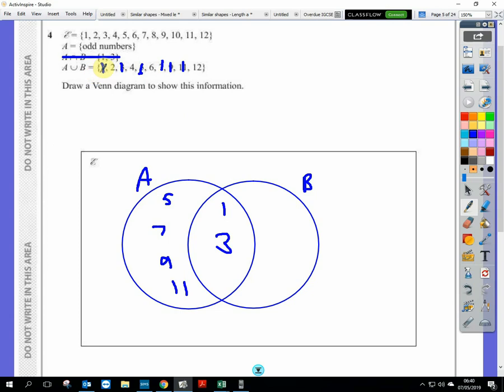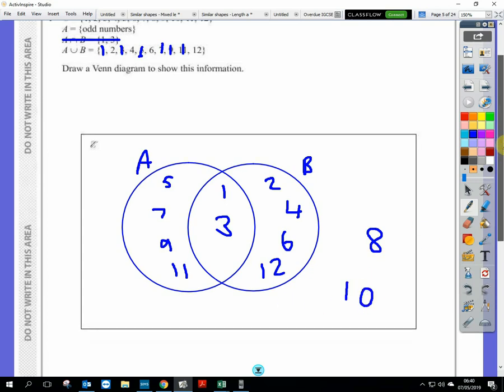And all of these numbers will be in A union B, so that means the remaining ones must be in B on the right hand side here. So we've got 2, 4, 6 and 12. And then if you check the numbers in the list against the numbers that we've used already, you will find that the only numbers that we haven't used are 8 and 10. So they need to go outside the circles but inside the box.